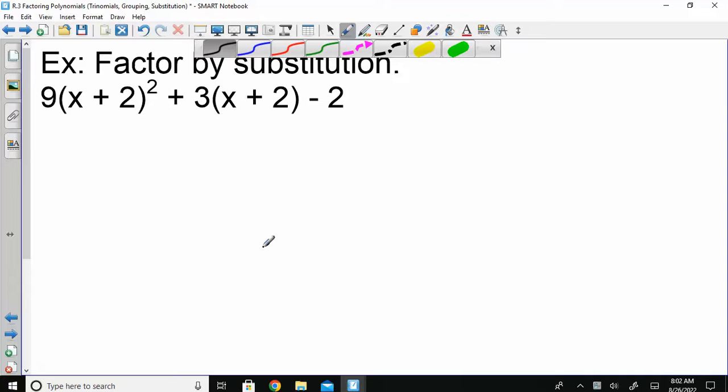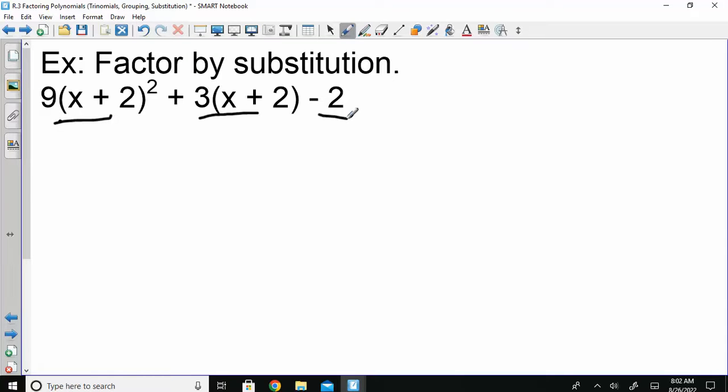A problem like this, if I don't teach you substitution, can anyone tell me how you could factor it? What would you have to do with that? If you have an x plus 2 squared, we would look for a GCF. We have 3 terms, only 2 of them have it. Distribute. Okay, could we multiply this whole thing out? Could you do x plus 2 squared, FOIL that out, distribute, add your like terms, and factor at the end?